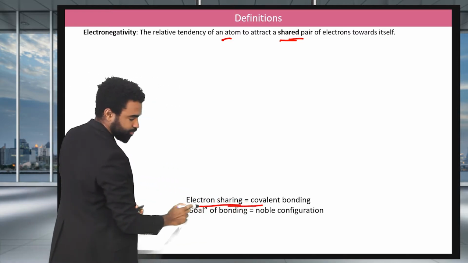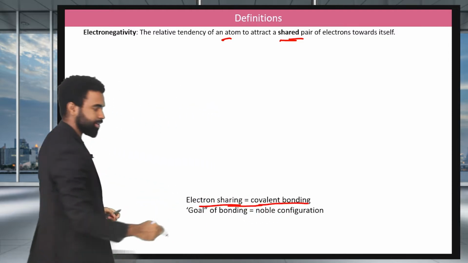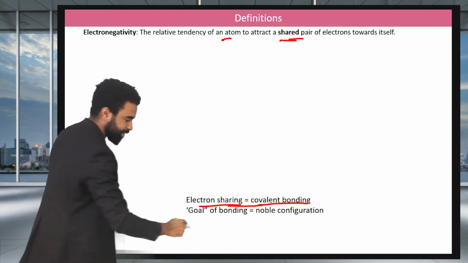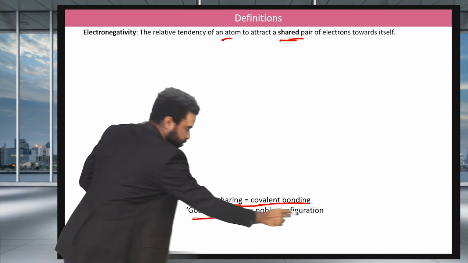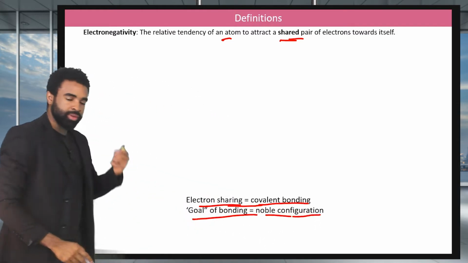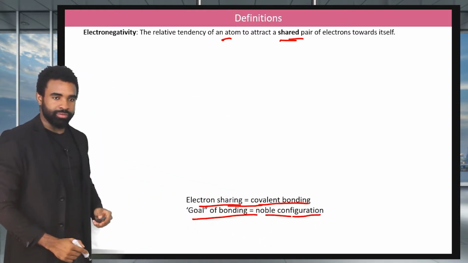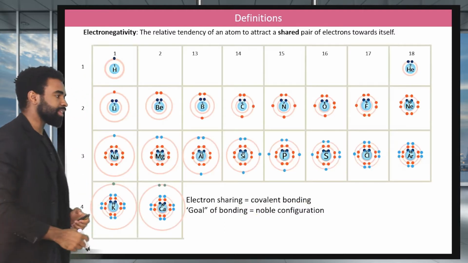Electron sharing gives rise to covalent bonding. Electron sharing equals covalent bonding. And the goal of bonding is to attain a noble configuration. Goal of bonding equals noble configuration. Let's see if we can understand these statements.